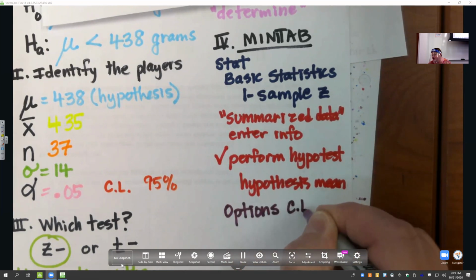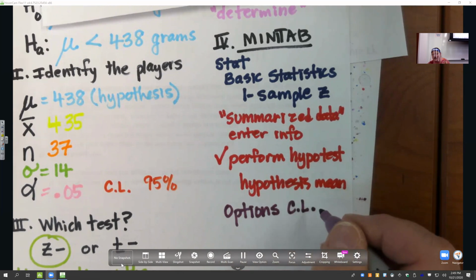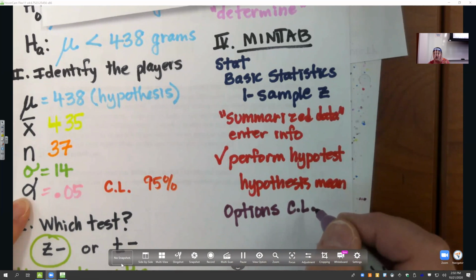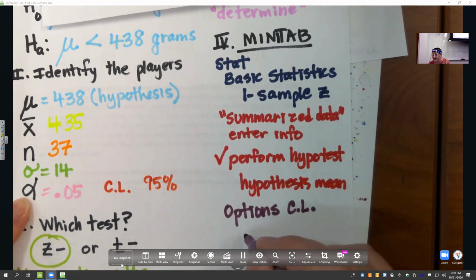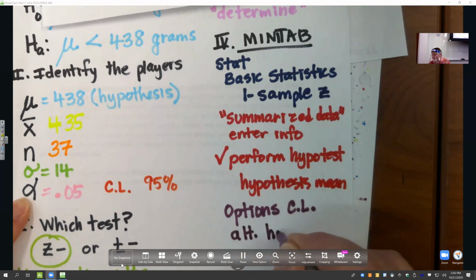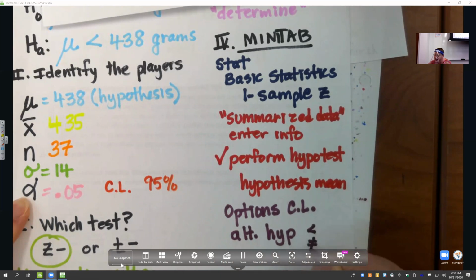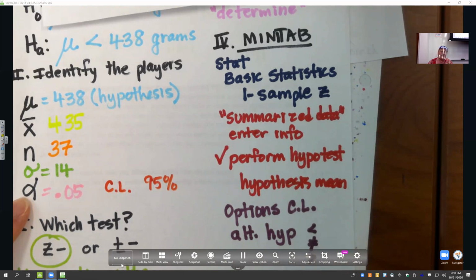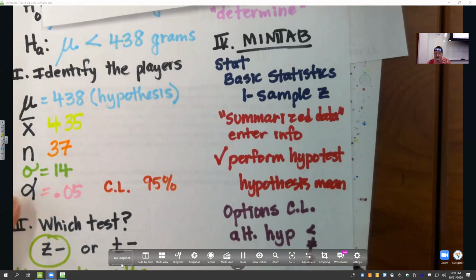Then we still have to go to options, and you're going to have to enter your confidence level. You've got to be careful there, guys, because remember, the problem gave us the significance level, but Minitab wants the confidence level, and then you have to choose your alternative hypothesis. You have to choose whether you have less than, not equal, or greater than. Before, we left it as not equal, but this time we have to choose. Then we're going to click OK twice.